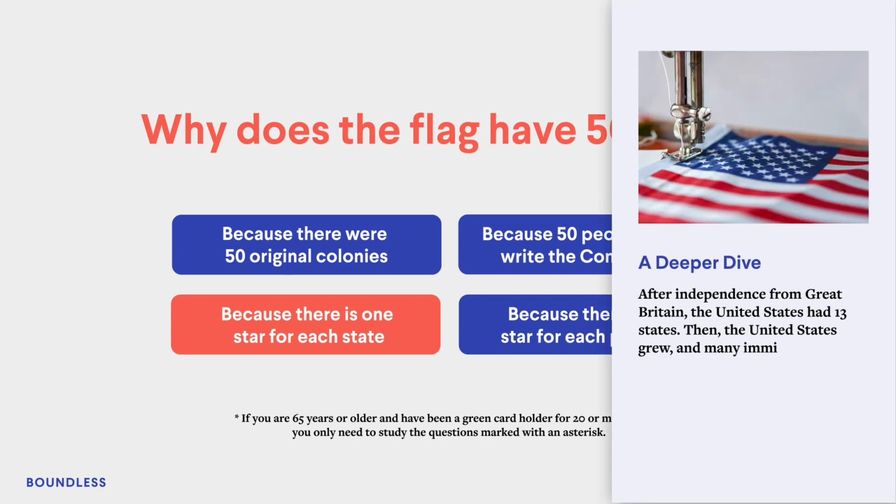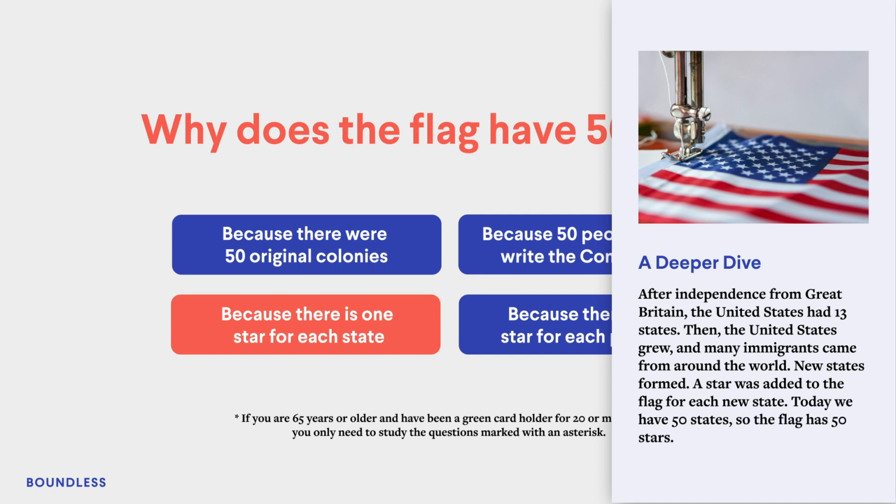After independence from Great Britain, the United States had 13 states. Then, the United States grew, and many immigrants came from around the world. New states formed. A star was added to the flag for each new state. Today we have 50 states, so the flag has 50 stars.